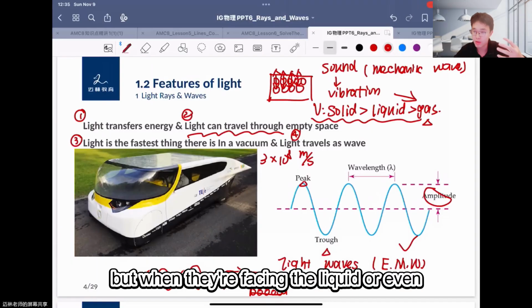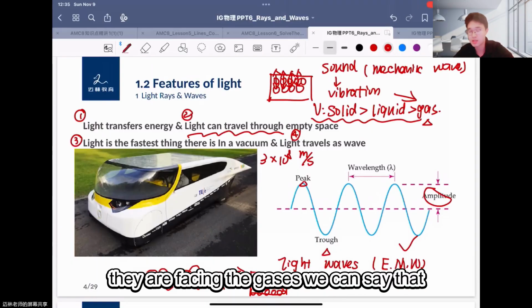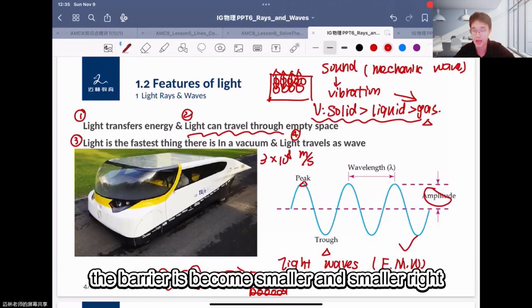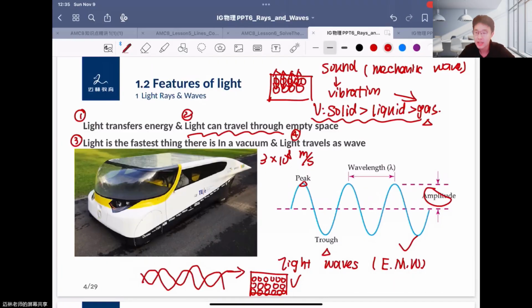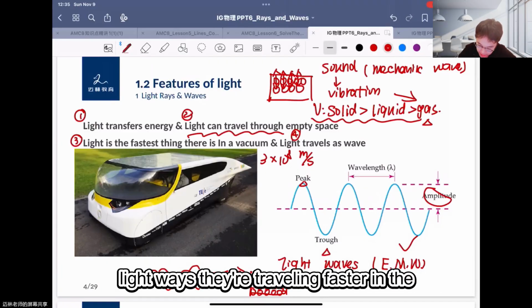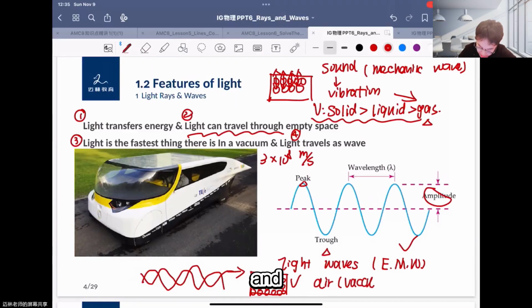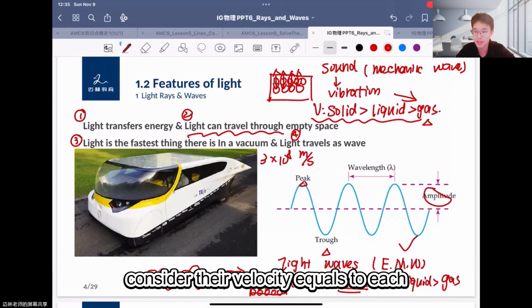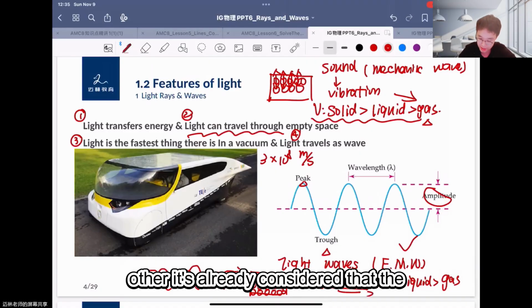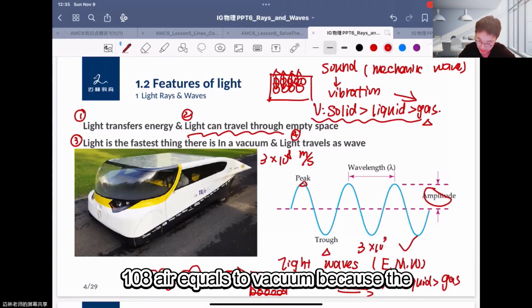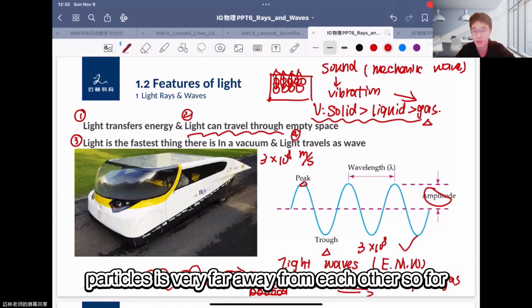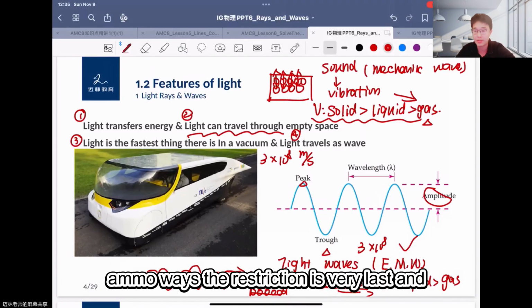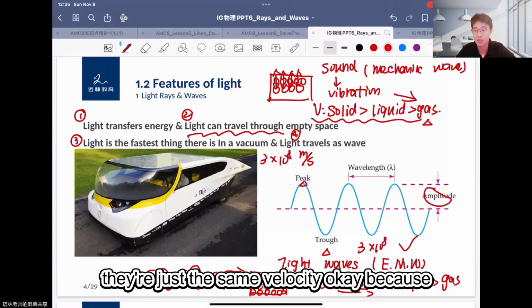Okay, but when they're facing liquid or even gases, we can say that the barrier becomes smaller and smaller, right? So light waves travel faster in air or vacuum than in liquid, and than in solids. In the IGCSE test, we consider the velocity of air and vacuum equal to each other. It's already considered that the velocity is 3 times 10^8. Air equals vacuum because the particles are very far away from each other. So for gamma waves, the restriction is very little and they have the same velocity.